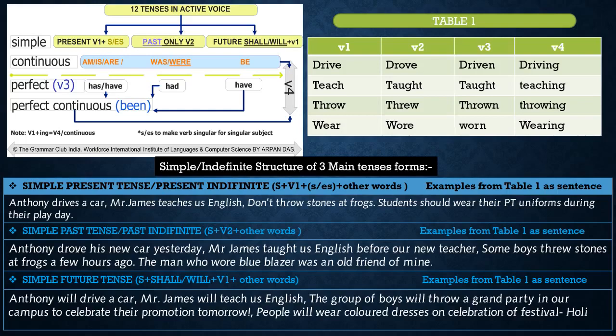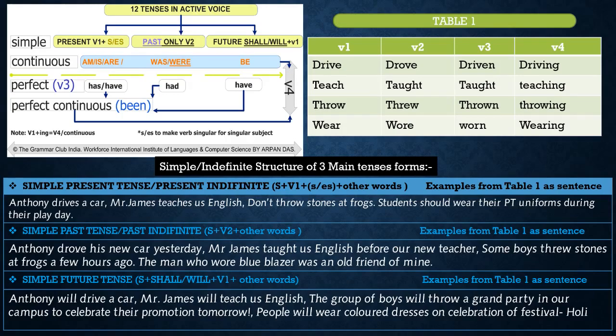Anthony drives a car. Mr. James teaches us English. Don't throw stones at frogs. Students should wear their PT uniforms during their play day. For simple past tense or past indefinite tense, the structure is subject plus verb V2 plus other words. Examples from table 1 as sentences.